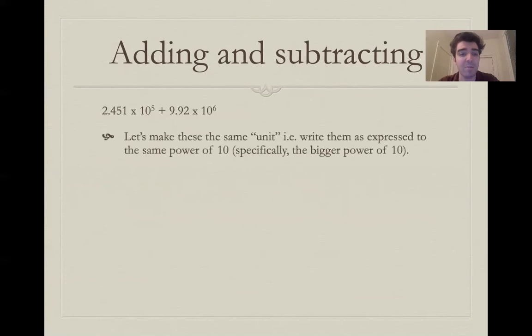So let's talk about how to do this. We're going to try to convert the 10 to the fifth to be 10 to the sixth. We want these to have the same power of 10, and we're going to try to make the one with the smaller exponent match the one with the bigger exponent. So we want to rewrite the first number to have a 10 to the sixth power. So if I'm thinking about how to do that, I see that I need the 10 to the fifth to become 10 to the sixth.